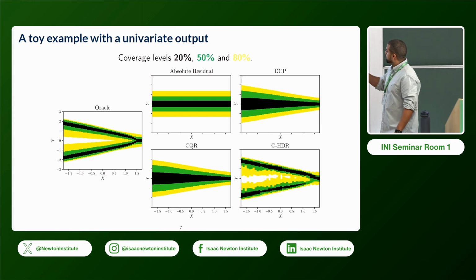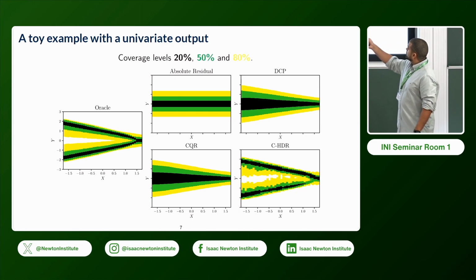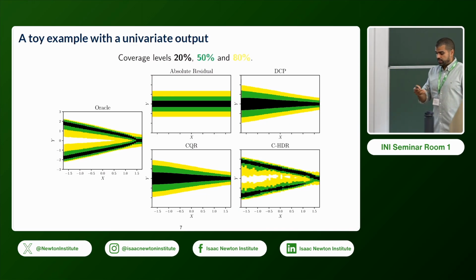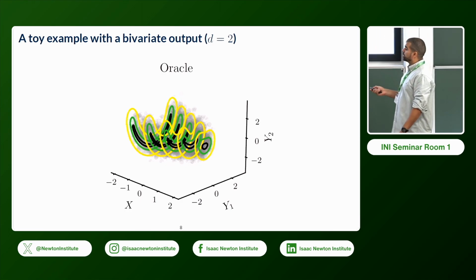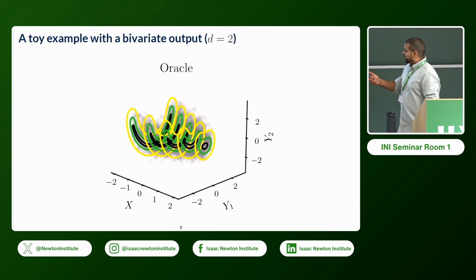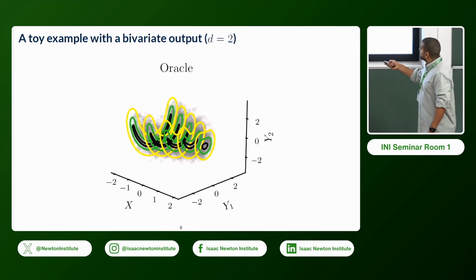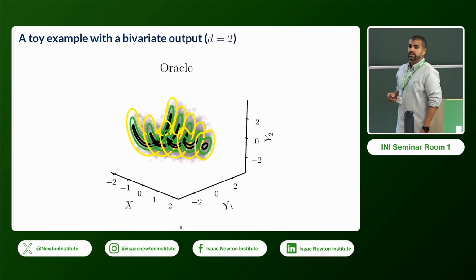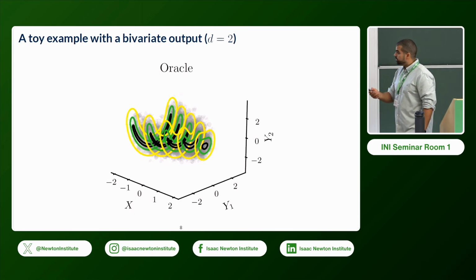I forgot to say that the coverage levels are 20% in black, 50% in green, and 80% in yellow. Now, this is univariate. Let's move to the multivariate case. Actually, I will just have a toy example with a univariate input and a bivariate output. So these are my oracle contours. The goal is to estimate these contours.